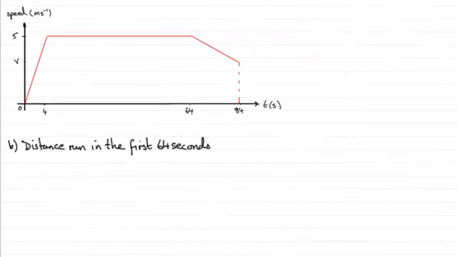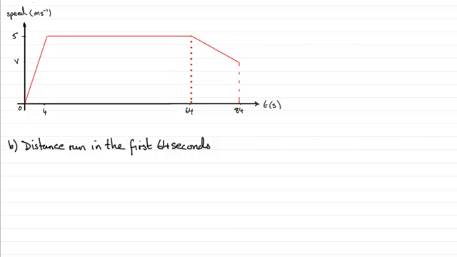Now for part B, we're asked to work out the distance run in the first 64 seconds. To do this, what we need to do is work out the area under the graph up to the 64 seconds. So if I was to just section this off up to here, we're looking at the area of this shape here.